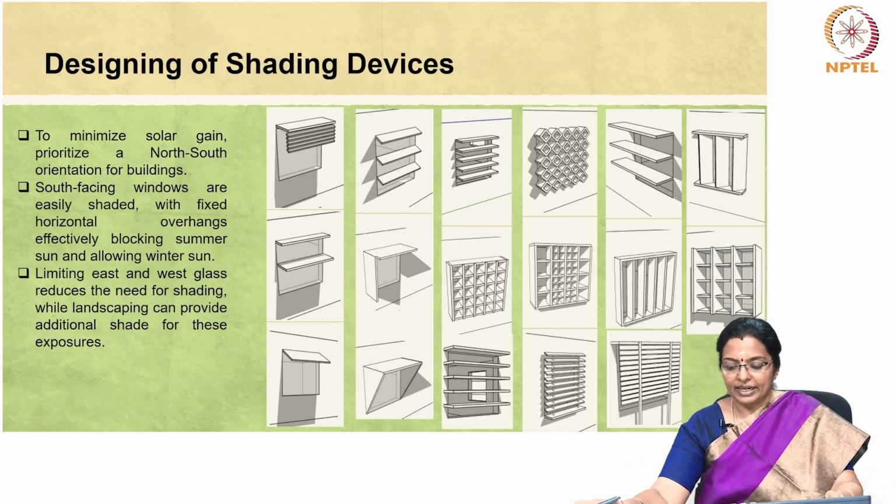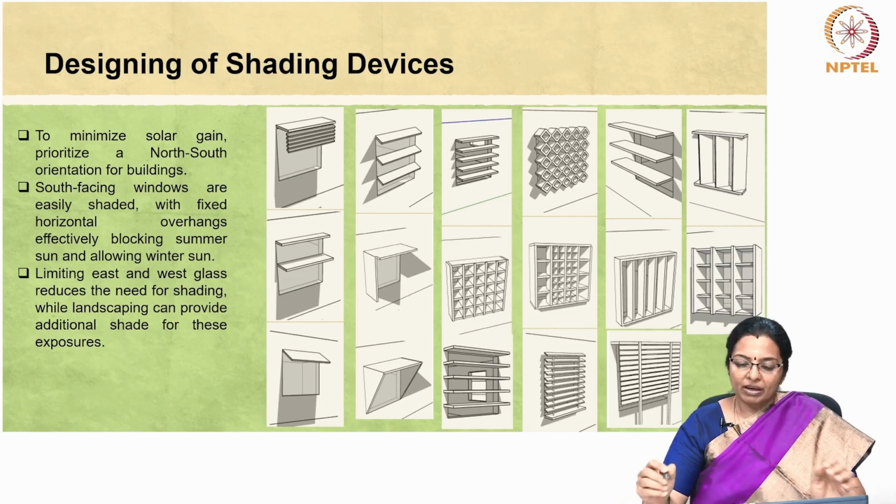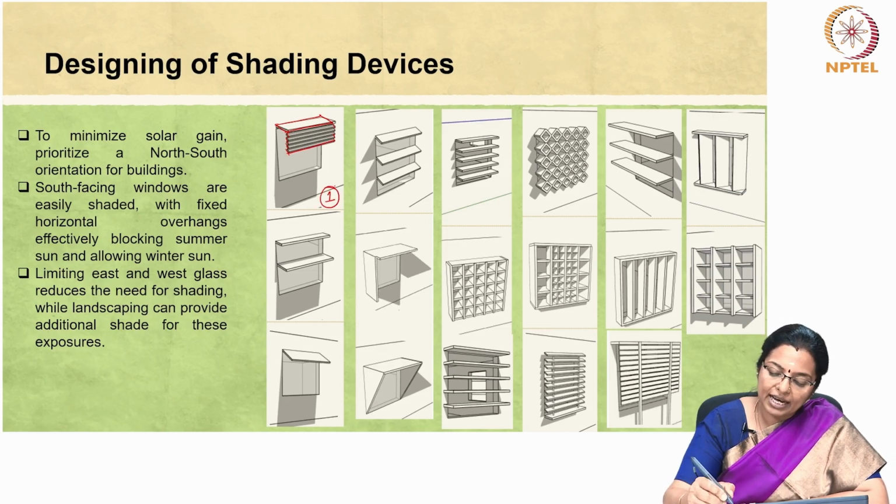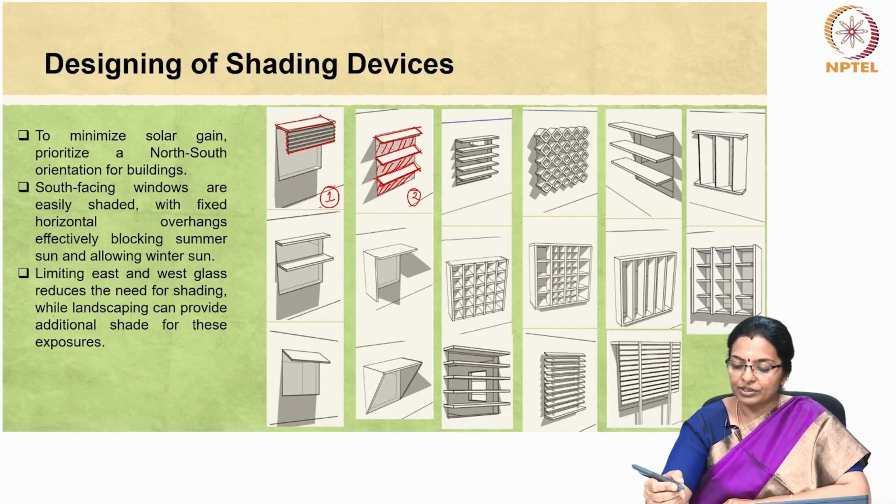So, if we look at the varying types of shading devices, we can see that there are shading devices which are combination of a horizontal sunshade as well as screens. So, one is a combination of sunshade and screen. Two is having multiple smaller sunshade so that the entire window from top to bottom gets shaded. So, both 1 and 2 can enable shading of almost the entire window.